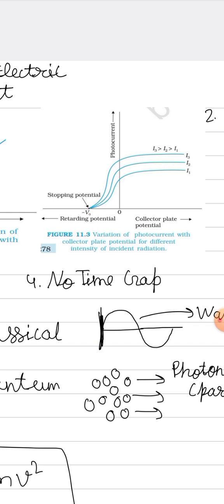It is not explainable classically, because if intensity is changing, then we are giving more energy to the metal, so electrons should have more kinetic energy, and the stopping potential should change. But here we can see that the stopping potential is not a function of intensity.